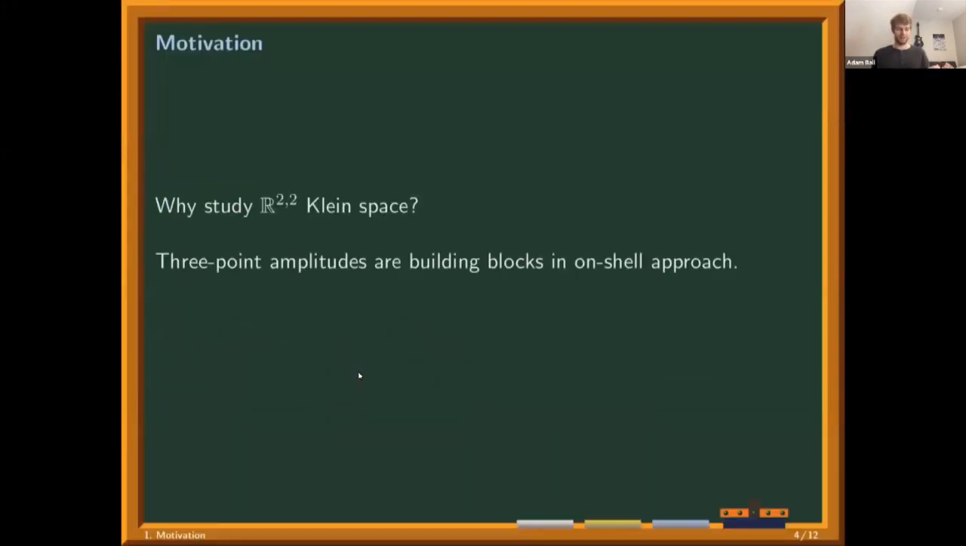Yeah, so we already have Minkowski and Euclidean space. We understand lots of QFT there. So why bother studying 2,2 signature, so-called Klein space? Well, especially within the on-shell approach to amplitudes, it seems like amplitudes want to live in 2,2 signature spacetime. Specifically, 3-point amplitudes serve as the fundamental building blocks, but it's usually not possible to even put them on shell in 3,1 nor 4,0 signature. But in 2,2 signature, there isn't any problem with that.